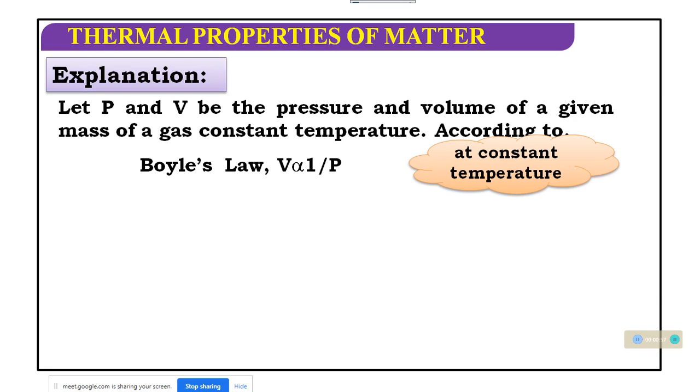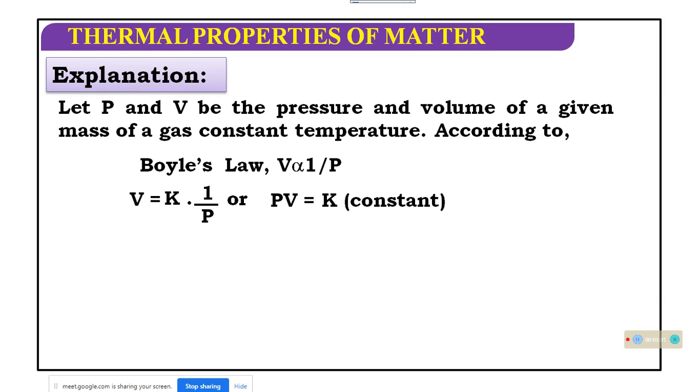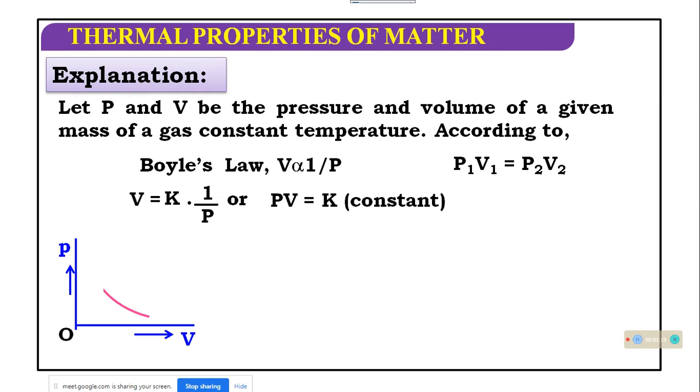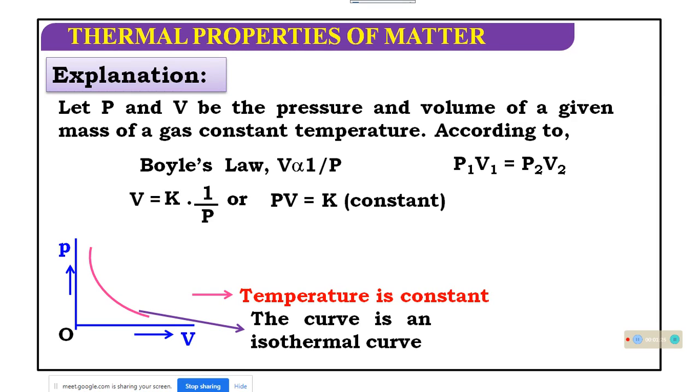This phenomenon happens at a constant temperature, and V equals K into 1 by P, so PV equals K at constant temperature. P1 V1 equals P2 V2. We studied this phenomenon in a previous class or in junior class. If P is the y-axis and V is the x-axis, then the curve is like this. At a constant temperature, the curve is called the isothermal curve.